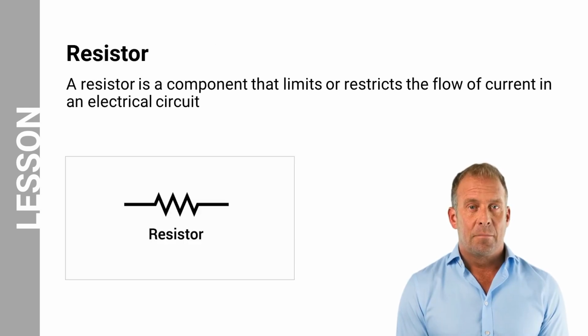A resistor is a component that limits or restricts the flow of current in an electrical circuit. Resistors can be used to limit current, divide voltage, or generate heat. Resistors are like tiny speed bumps in an electrical circuit. They intentionally slow down the flow of electric current, electrons.